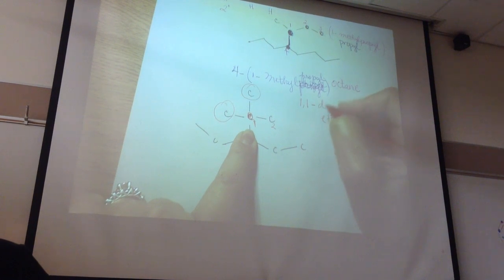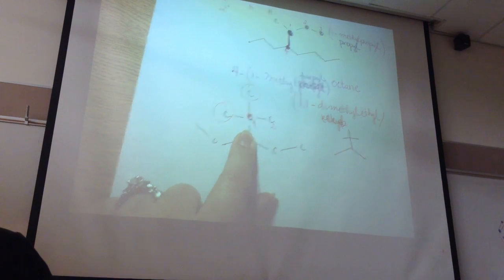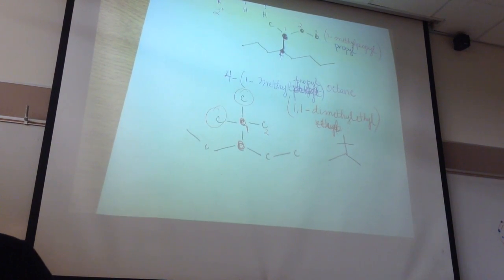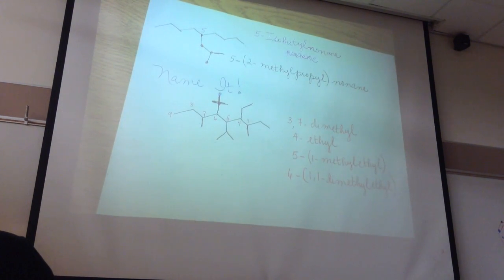So that's why it's called the 1,1, because they're both on carbon 1, and they're both methyls. So that's why it's called 1,1-dimethyl, and the whole group was an ethyl. So we put that all in parentheses, and it becomes your 1,1-dimethylethyl. Does that make sense? Okay, now we have to put this all, go ahead.